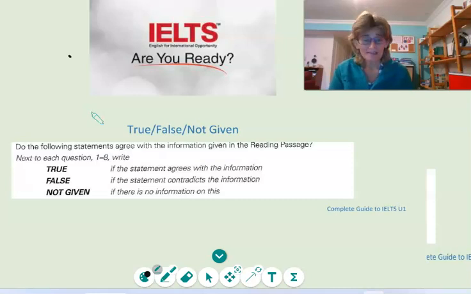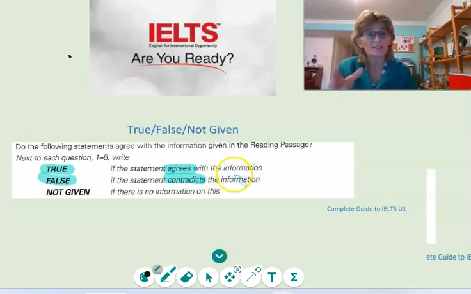Okay, so in the exam you're given a set of statements. It might be between 5 and 8 statements relating to the text, and you have to decide if they are true, i.e. does the statement agree with the information in the text, or is it false if the statement contradicts the information in the text, so it says the opposite, okay, or is it not given because there is no information in the text on this.